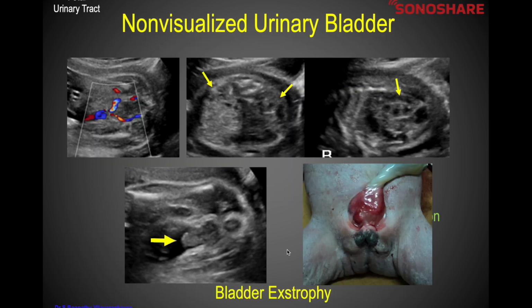So those are the features of bladder exstrophy. And the incidence is 1 in 30,000 births.